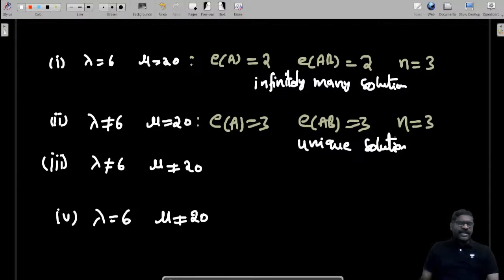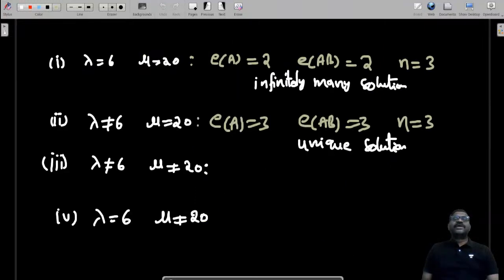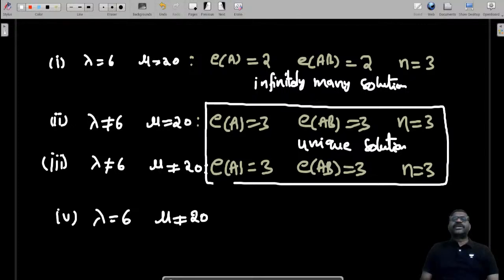Understood? Now, in the case of lambda not equal to 6, mu not equal to 20, both are non-zero. In that case, rank of A is 3, rank of AB is 3, number of variables 3. In this situation also, you will have a unique solution. So, in these two cases, unique solution. In this case, infinitely many solutions.